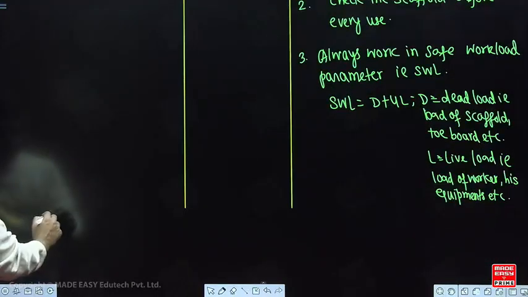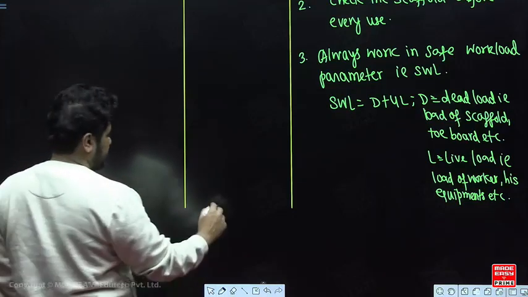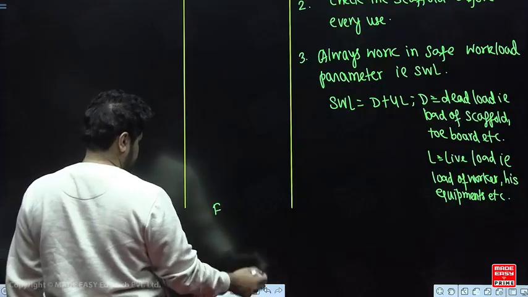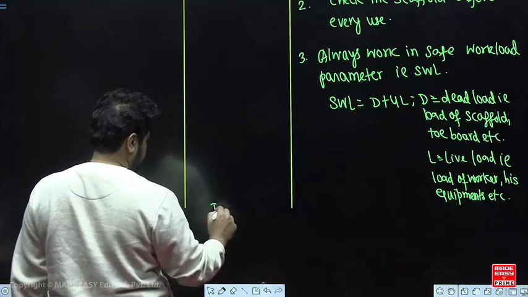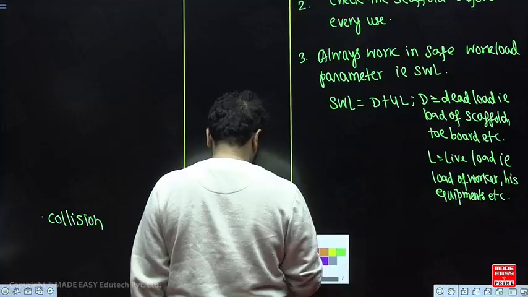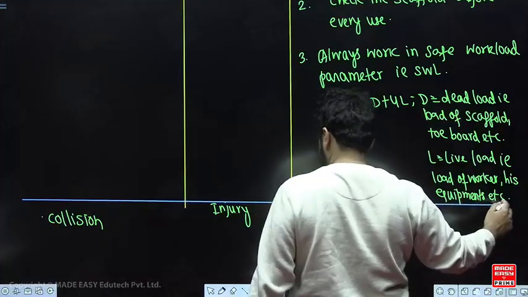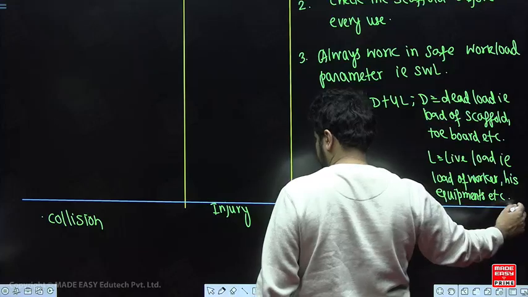और दूसरा क्या होता है? कोलिजन. कोलिजन भी हो सकता है. इससे क्या हो जाएगा? इससे भी आदमी इंजर्ड हो सकता है, इंजरी. ठीक. इसके लिए आपको क्या करना चाहिए? कोलिजन अगर हो जाए, इससे बचने के लिए what you have to do?